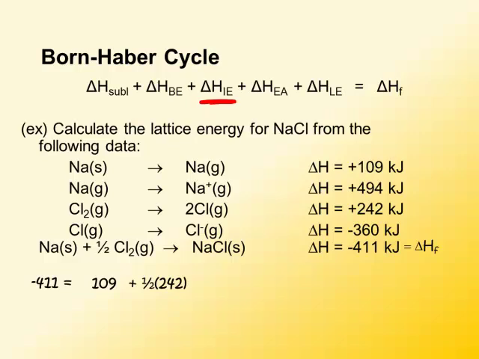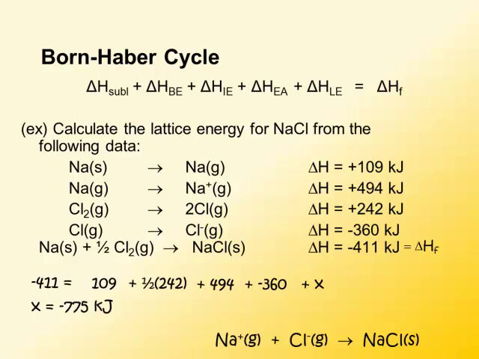Which reaction correlates with ionization energy? The second one, sodium atoms becoming sodium ions. And electron affinity is the fourth reaction, showing a chlorine atom becoming a chloride ion. Lattice energy, the last thing, is our unknown. Solve for X. You get a lattice energy of negative 775 kilojoules. That's the amount of energy released when 1 mole of solid sodium chloride is formed from the ions in their gaseous states.